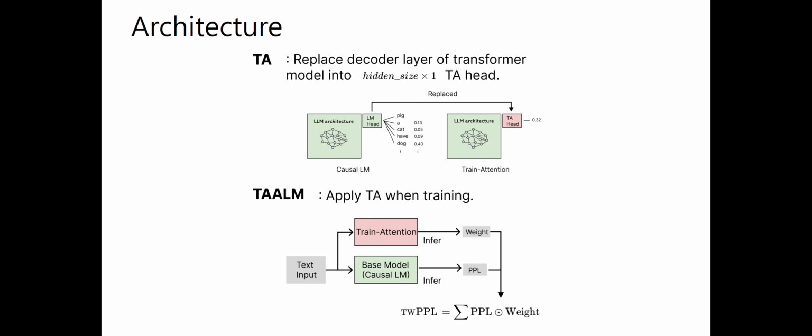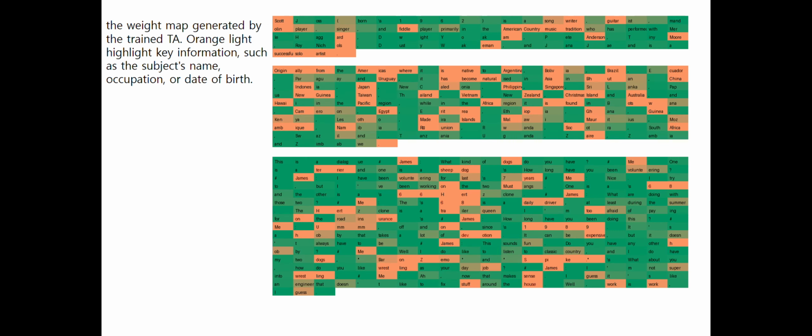The TA utilizes a transformer architecture that shares the same tokenizer with theta. We test a 1 billion parameter TinyLlama or a smaller 100 million parameter BERT model. This is a weight map generated by the trained TA. An orange light highlights key information such as the subject's name, occupation, or date of birth.